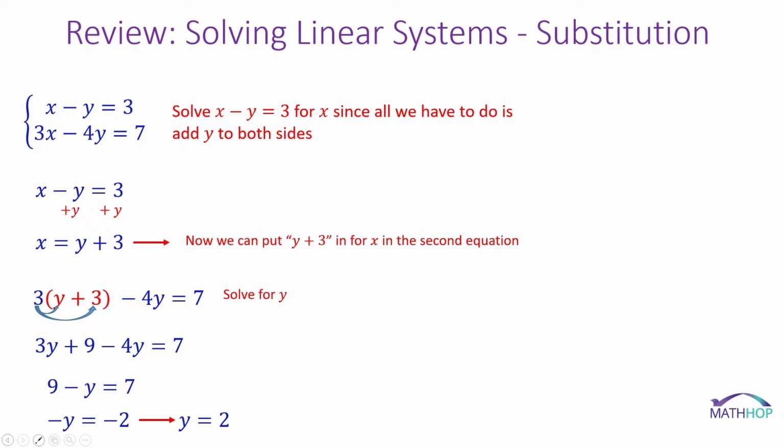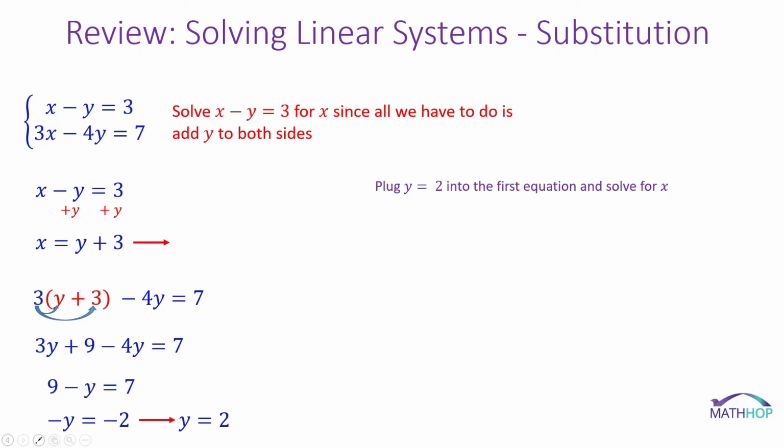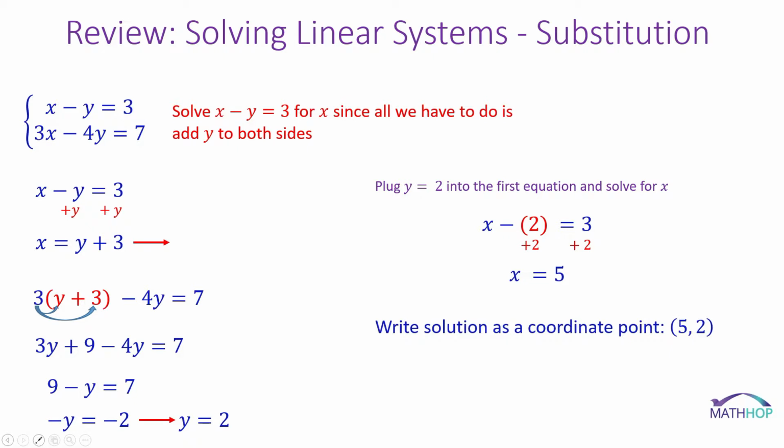Now we know what y is. That's one of the coordinates we need out of the 2 we need. So we'll plug y equals 2 into the first equation and solve for x. So x minus 2 equals 3. To get rid of that negative 2, opposite of negative 2 is positive 2. Add 2 to both sides, we get x equals 5. Remember that this solution, x equals 5, y equals 2, is an intersection point. So we write the solution as a coordinate point, (5, 2), and we're done.